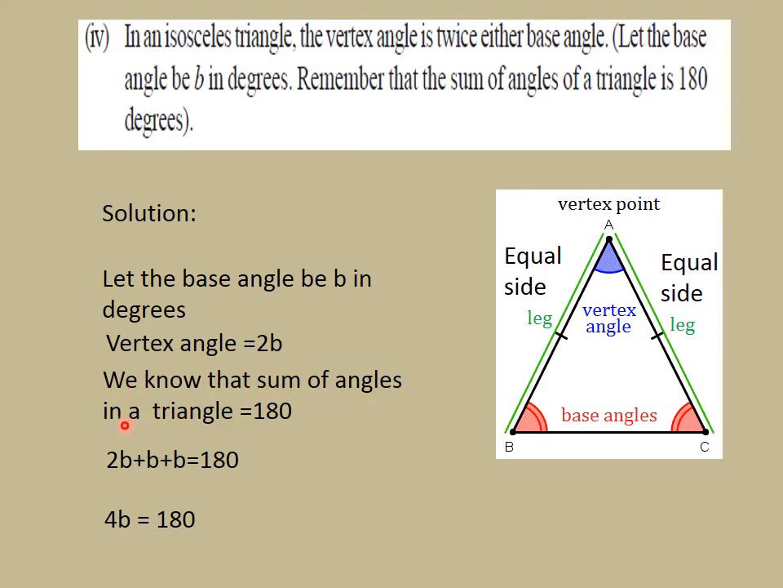Now, we know that the sum of angles in a triangle is equal to 180 degrees. So this is 2B because it is twice one base angle, and the other base angles are B plus B. So 2B plus B plus B: 2B plus B is 3B, 3B plus B is 4B. How many B's are there? 4B is equal to 180 degrees.